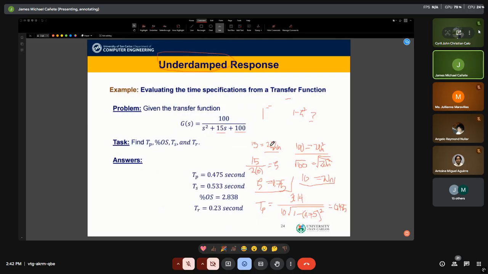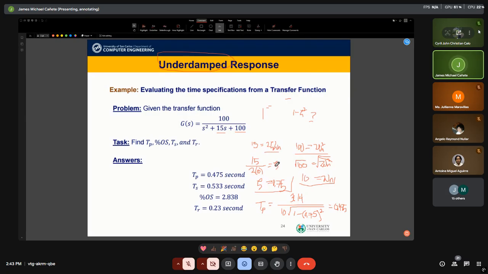So cross multiply. We have two unknowns here: 15 equals 2 zeta omega n. How can we use this? We can't use this yet. So we look at this other relationship: 100 is equal to omega sub n squared. Omega sub n is one numerical value. So we square root both sides and get omega sub n. When we have this, we can now use this information to solve for zeta.